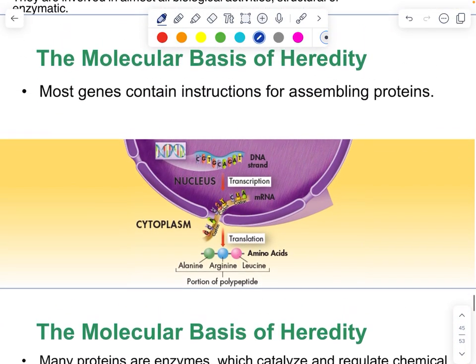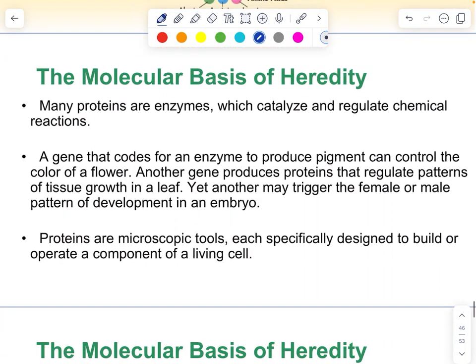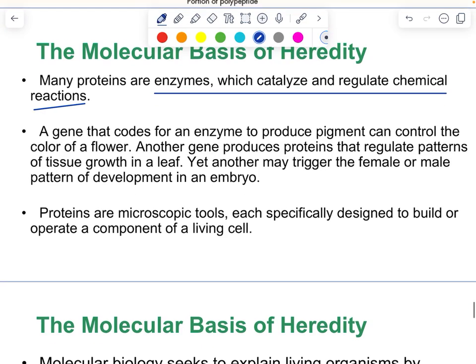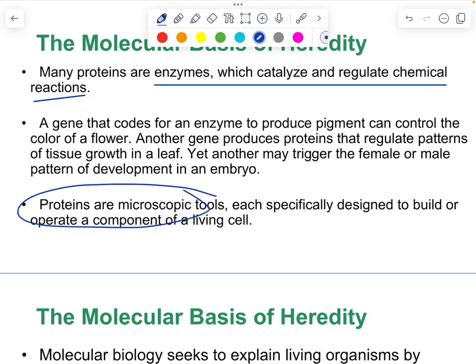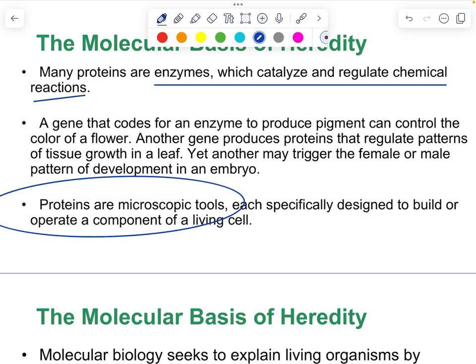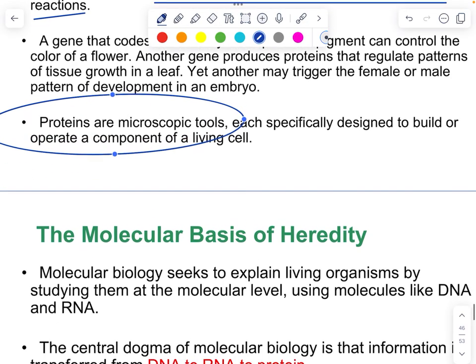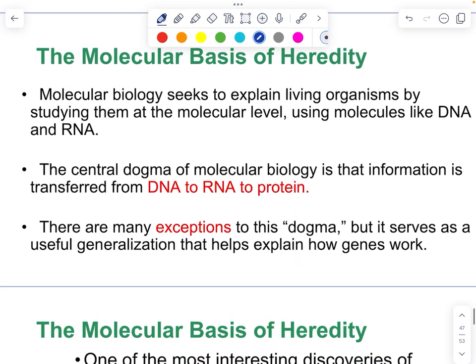So most genes contain instructions for assembling proteins. Many proteins are enzymes which catalyze and regulate chemical reactions. A gene that encodes for an enzyme to produce a pigment can control the color of a flower. Proteins are microscopic tools designed to build and operate. Okay? And so this is the central dogma, DNA to RNA to protein. Of course, many exceptions. For example, retroviruses or HIV, their genetic code is actually RNA and stuff like that, but we're not going to really dive into that right now.